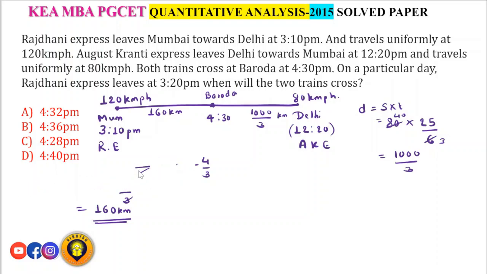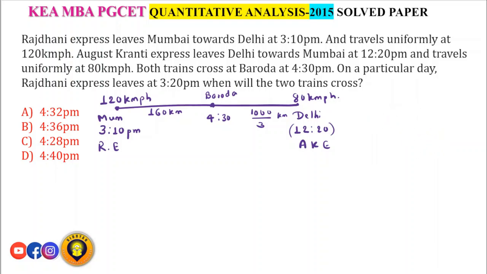Now what they told? Rajdhani Express is leaving at 3:20 p.m. Now at what time will these two trains cross each other? So when you have to apply the relative speed concept, both the trains should travel from the same time. If two bodies are moving, then only you can apply the relative speed concept. So here in this case, August Kranti Express is leaving early, right? At 12:20 p.m. August Kranti Express has left.